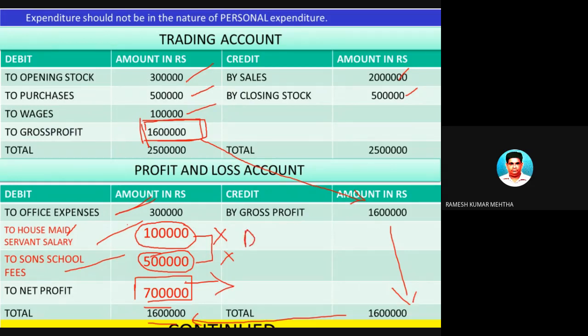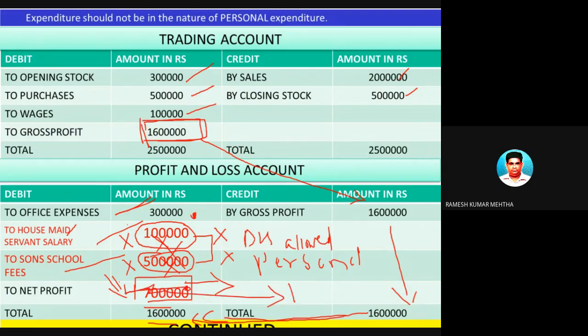It is disallowed expenditure or personal expenditure, and personal expenditure will not be shown on the debit side of profit and loss account. So there is an error, there is a mistake, intentionally or unintentionally, deliberately or otherwise, and because of this, the profit which we have calculated is wrong profit. So what should I do to arrive at the correct one? We have to remove these two items. If I remove these two items, what will happen? 16 lakhs will come over this place. And when I remove these two, the only expenditure is 3 lakh rupees. And this will not be 7 lakh rupees. It will become 13 lakh rupees.